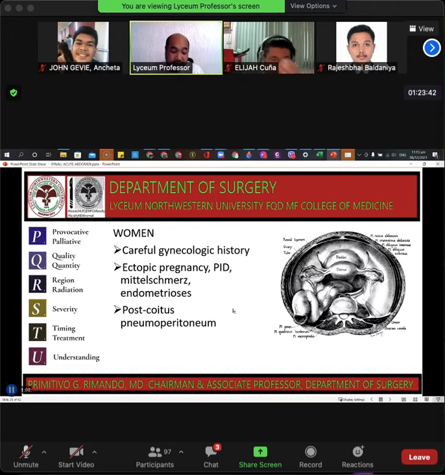What is postcoitus pneumoperitoneum? This is very interesting, and this only happens to women. If we study the peritoneum, the female peritoneum has two defects, while the male peritoneum is a complete sac, with no defects. These are at the ends of the fallopian tubes. If you look here, that's an opening into the peritoneum.